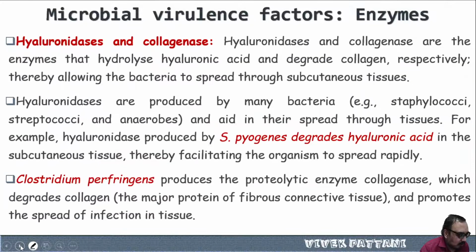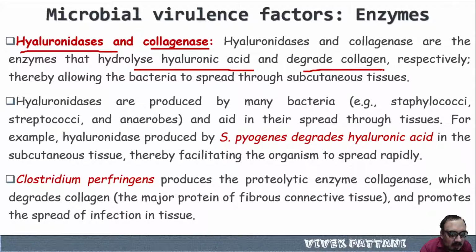There are many other enzymes also. I will only cover a few of them. For example, hyaluronidases and collagenases. These are the enzymes that hydrolyze hyaluronic acid and degrade collagen respectively, thereby allowing the bacteria to spread through the subcutaneous tissues.